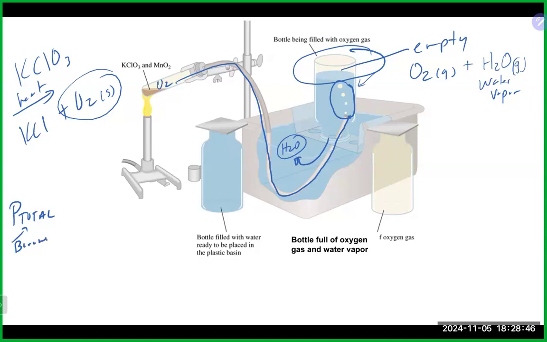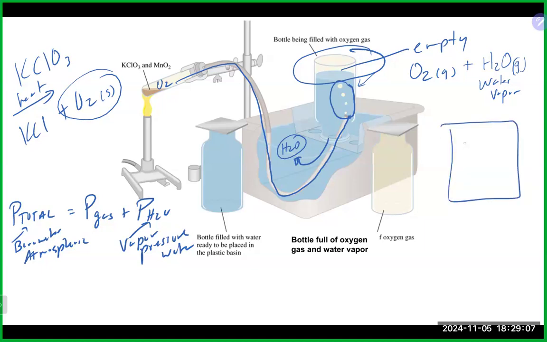So this creates a partial pressure situation where the total pressure, which is really the atmospheric pressure or the barometer reading, is equal to the pressure of the gas you're collecting plus the vapor pressure of water. And that is what is known as the vapor pressure of water. The vapor pressure of water is typically a value that you could look up in a table, based on the temperature.